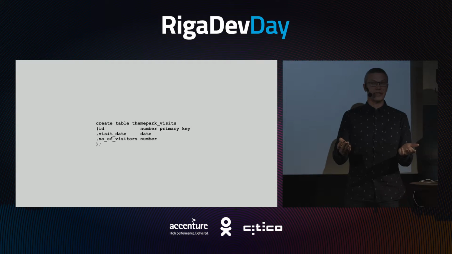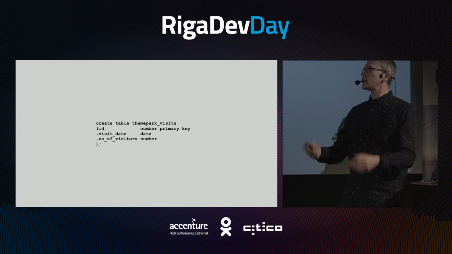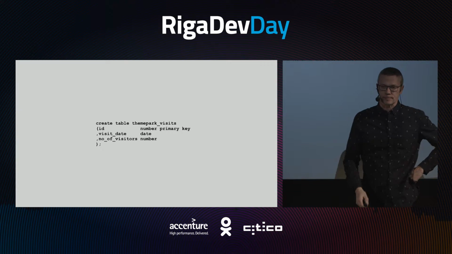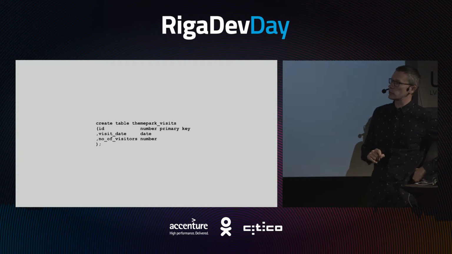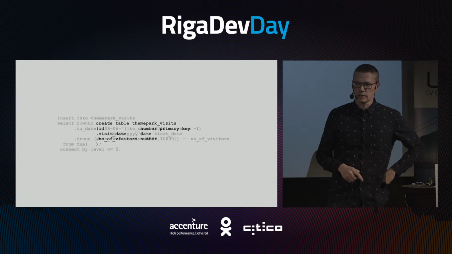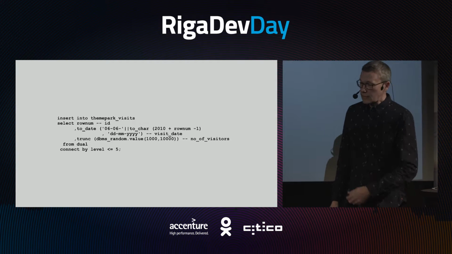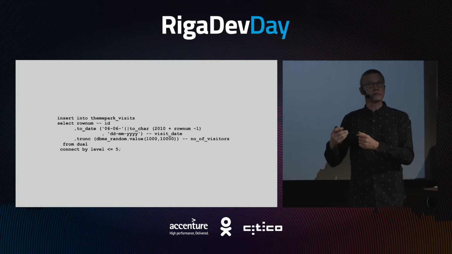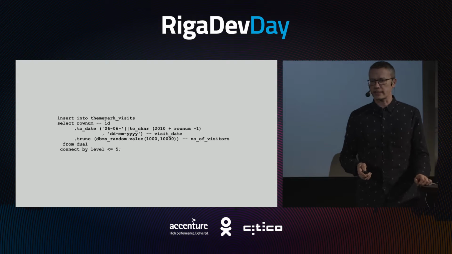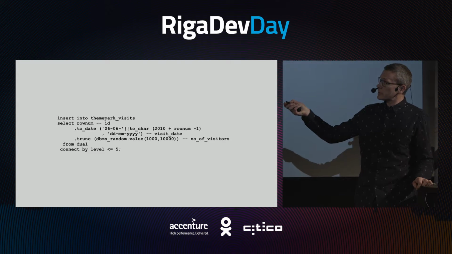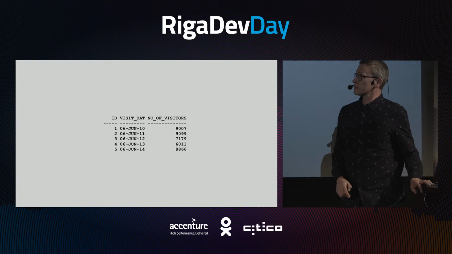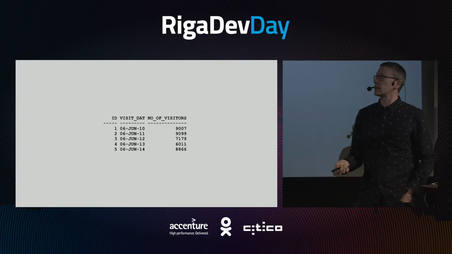I asked for actual data from them, and they wouldn't give it to me. Go figure. So we're going to create a table, theme park visits, with a primary key for the ID, a visit date, and the number of visitors. Okay. As I don't have the real data, I'm just going to insert some random data for one particular day for the last 5 years. So June 6th, starting with 2010. So this is the data that's actually in the table.